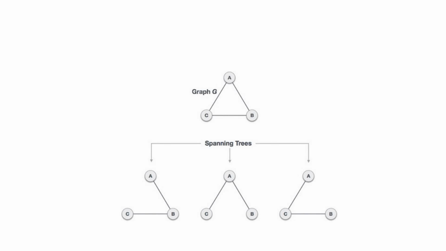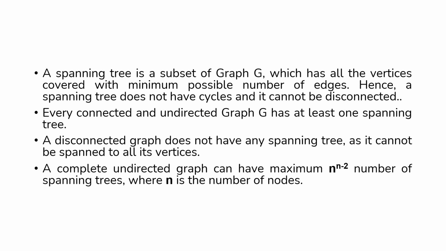If you see, a spanning tree is nothing but a subset of graph G which has all the vertices covered with the minimum possible number of edges. It will cover all the vertices with the minimum number of edges. Hence, the spanning tree does not have a cycle and it cannot be disconnected.